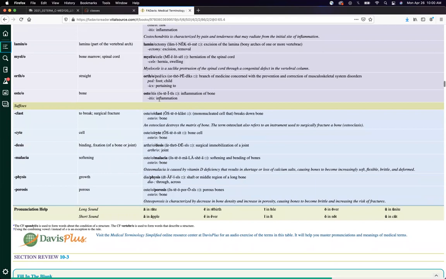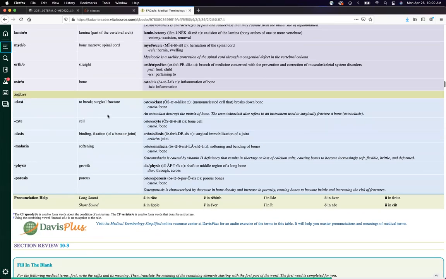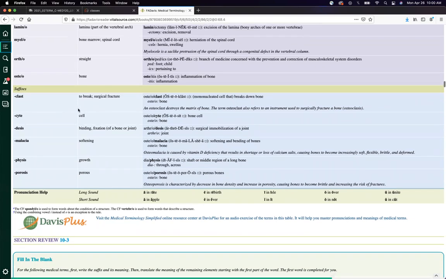Osteo means bone. So if I have osteitis, that's inflammation or infection of my bone. Osteoclasts are cells that clast, or break down, bones. An osteocyte is the mature bone cell. An osteoblast is the immature bone cell. And because of these three cells always cycling, especially if you're younger, it's called remodeling.